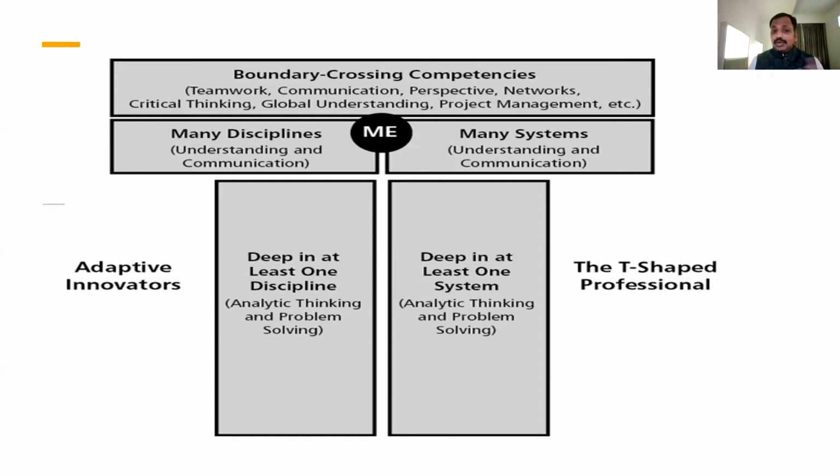It doesn't mean that he should not have a deep understanding in his own discipline. Look at the bottom two boxes. You see there, deep in at least one discipline or at least in one system. They are very important. We cannot ignore that part. When we talk so much of multidisciplinary, it doesn't mean that you forget your core discipline and then you talk about periphery at the multidisciplinary. That doesn't serve the purpose of multidisciplinary.